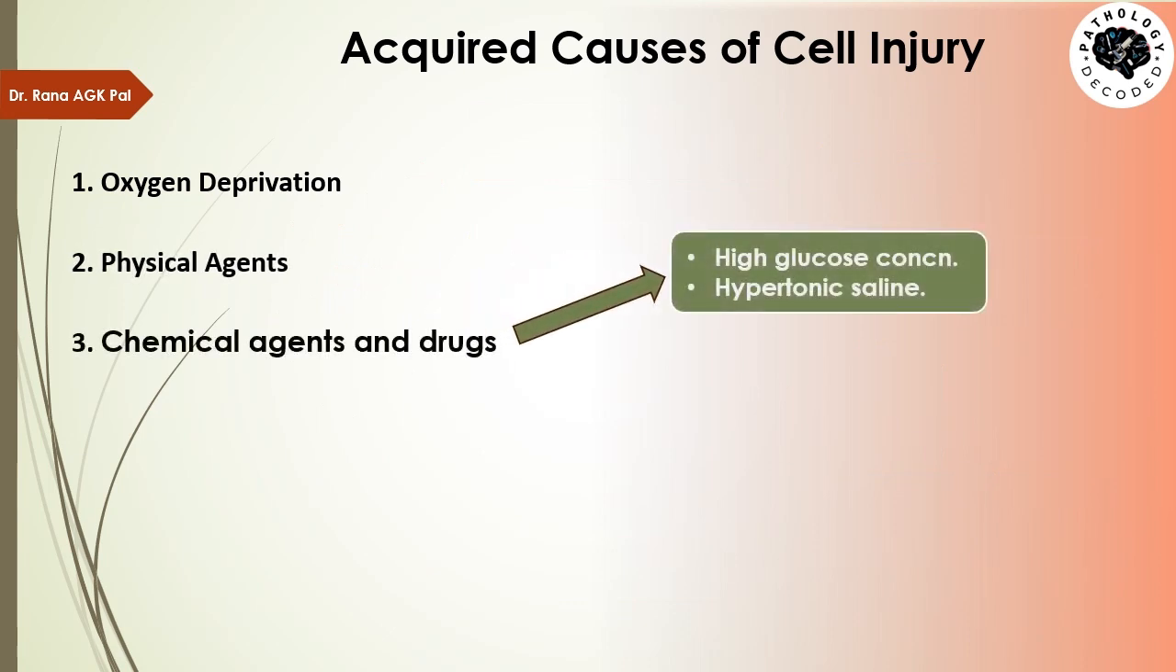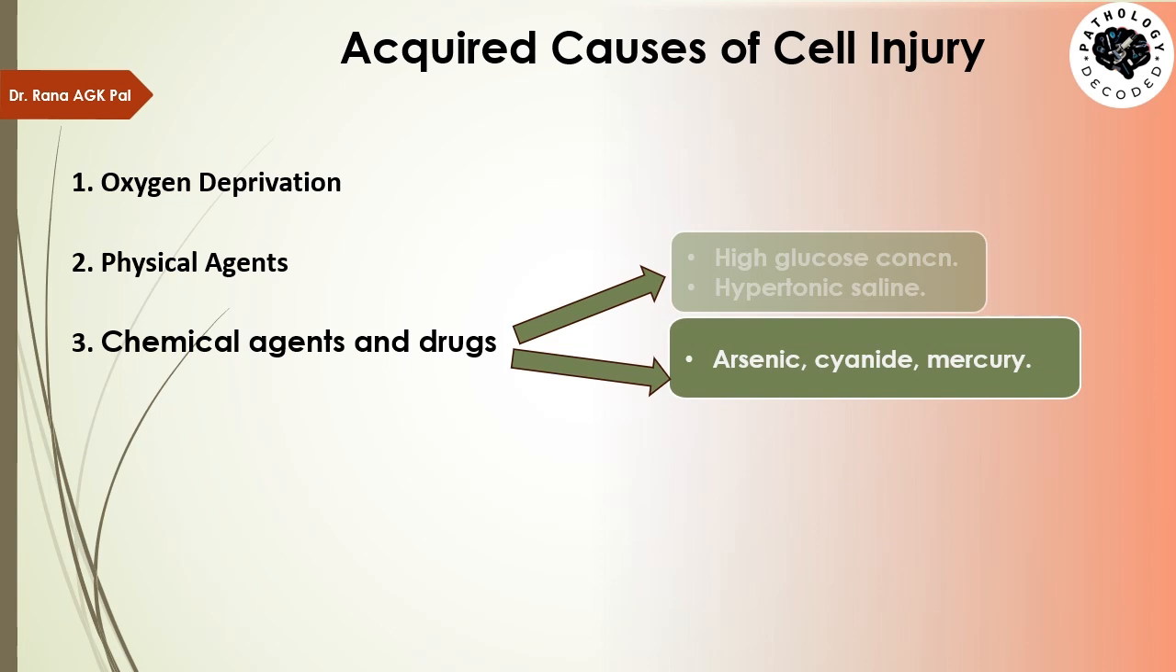The third group of acquired causes of cell injury include chemical agents and drugs. Amongst these, glucose and saline are very commonly used in patients who are hospitalized. High concentration of glucose or high concentration of saline, known as hypertonic saline, can cause cell injury by dehydrating them or damaging them. Then exposure to arsenic, cyanide or mercury can also lead to cell injury.